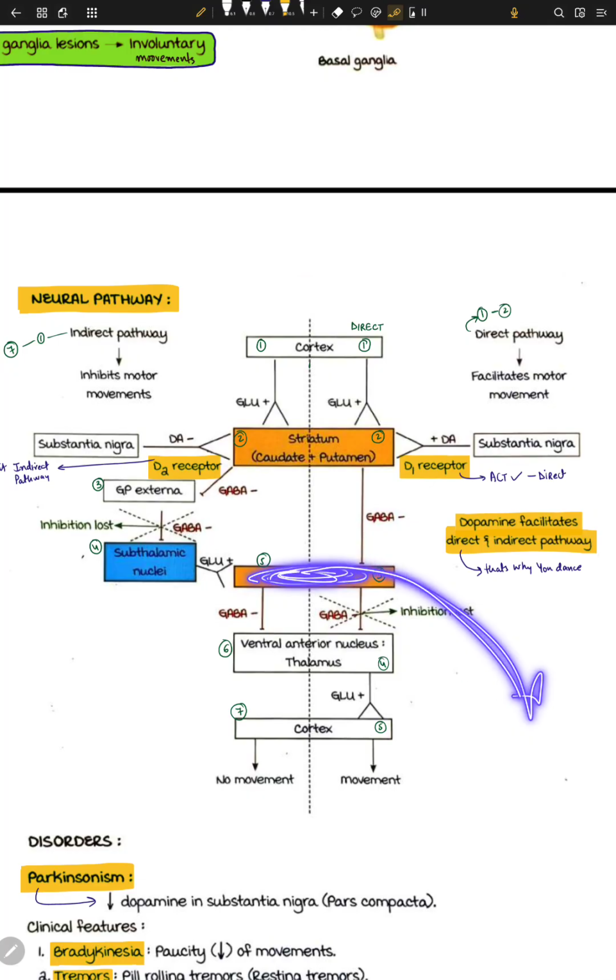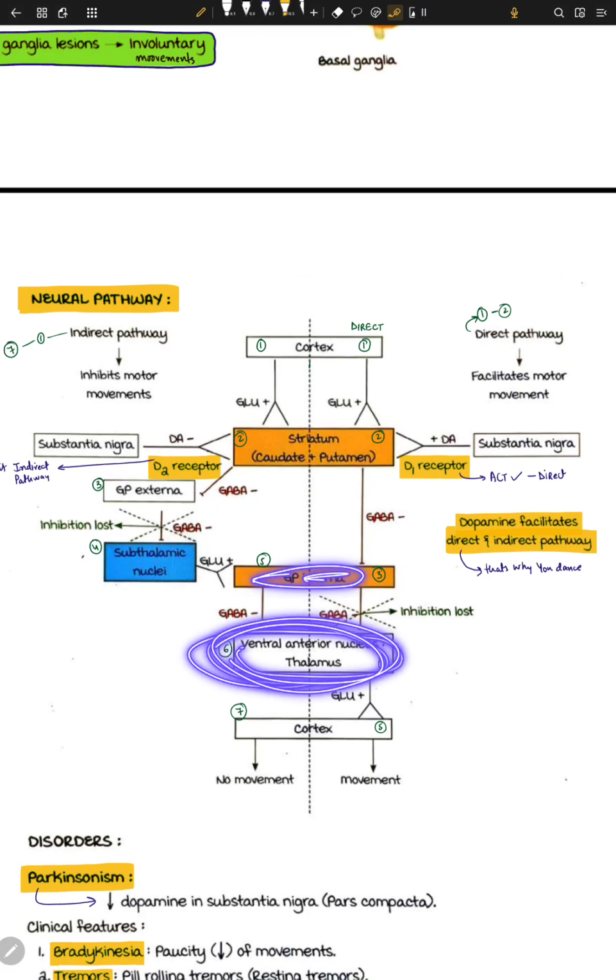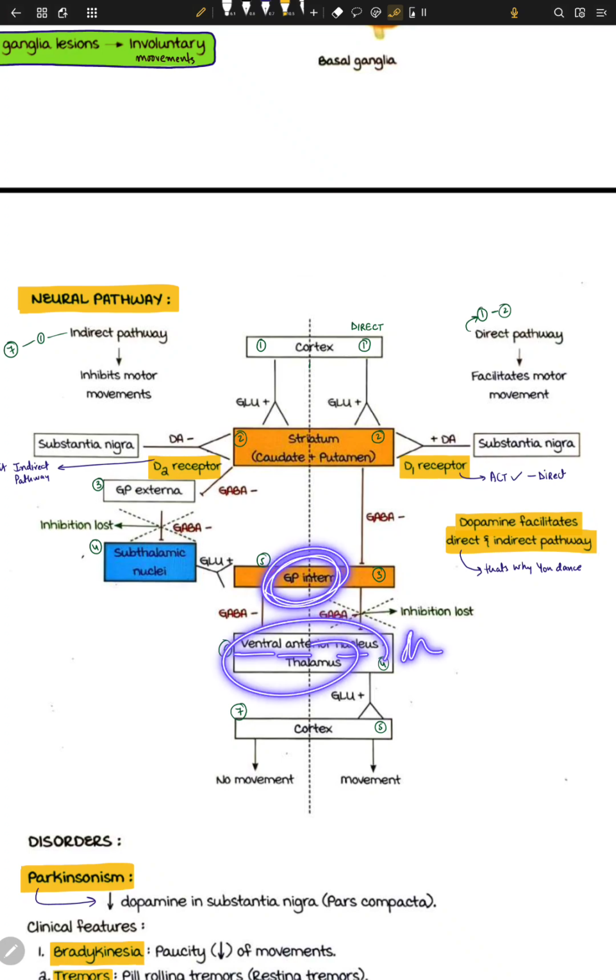So if GP interna is inhibited, it means it will not produce anything. It will not inhibit this ventral anterior nucleus of thalamus, which is responsible for movement. So if your ventral anterior nucleus is inhibited from GP, how is it done? It's done via the indirect pathway. This nucleus is responsible for movement. If you inhibit this nucleus, there will be no movement. If you facilitate this nucleus, there will be movement.